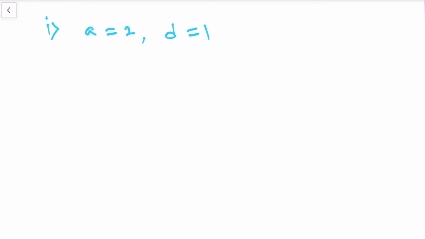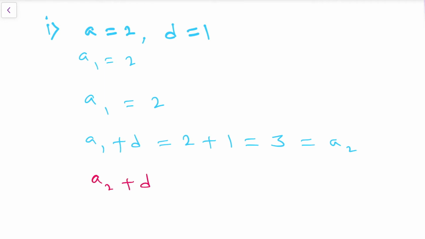A and A1 both are the same. Don't get confused at all. Now A1 is given as 2, right? Now what we need to do is, for the first term we need to add the common difference. A1 plus D. So A1 is 2 plus common difference is 1. 2 plus 1, that is 3. This will become A2. The same way for A2, if we add the common difference, here A2 is 3 plus common difference is 1.